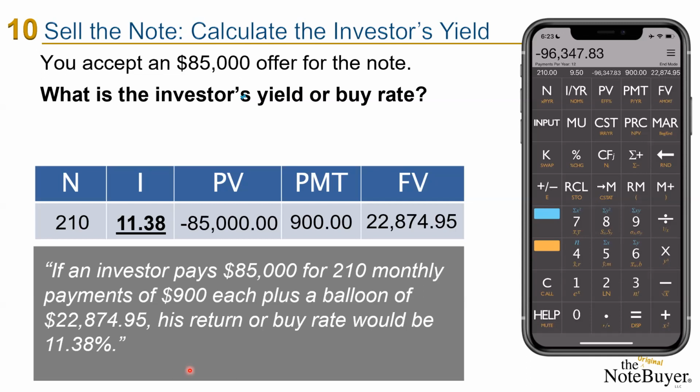Actually, return isn't really the proper word. It's yield to maturity. What this means is if he invested this money and the loan went to maturity and did not pay off early, he would earn 11.38%. But do you know what happens if he pays off early? If you've watched any of my webinars, you know that his rate of return is going to go up. And I'm going to show you that in just a minute.